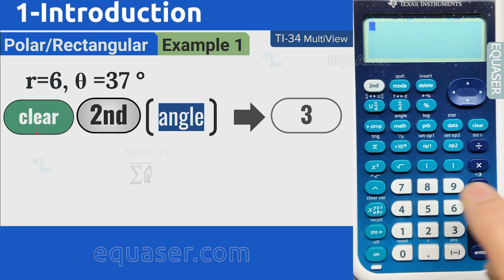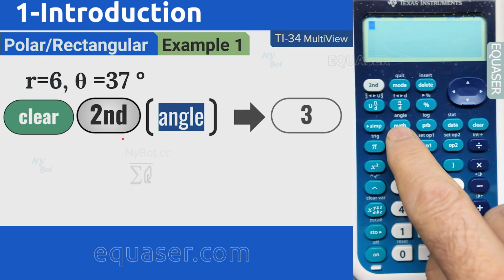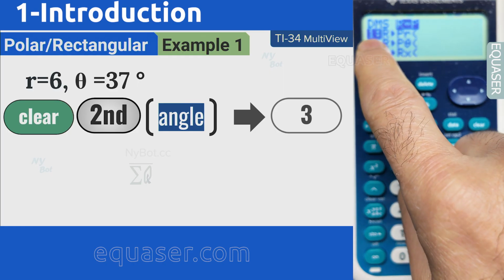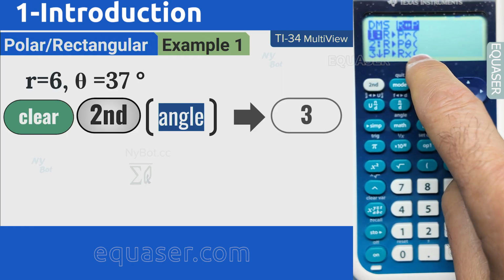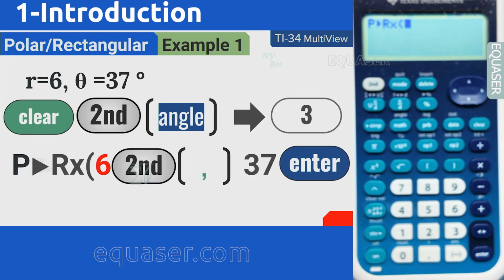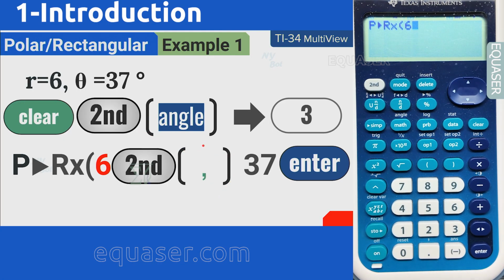Now, clear. If it's not clear, we just press clear. Second function angle, move to the right, and then 3. Because it's polar to rectangular, we want to get x. 3. Now we enter 6, and then comma 37. Second function comma and 37, and enter. We got the answer.